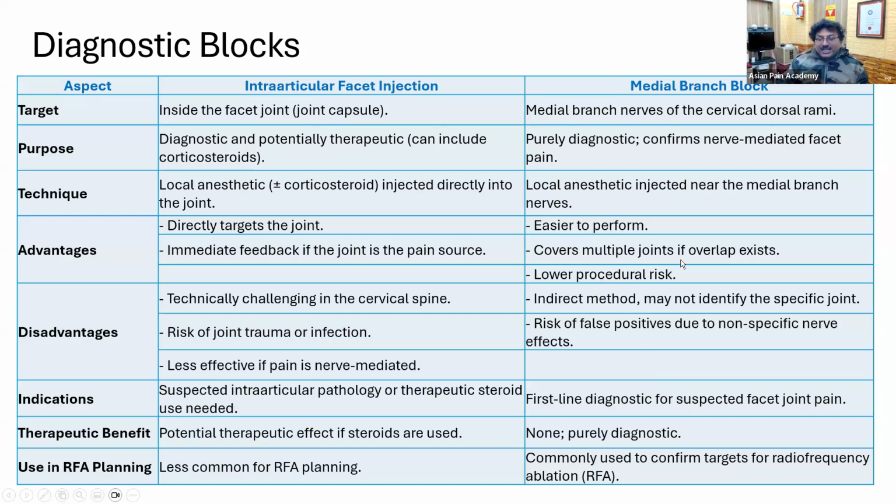That is why medial branch block is preferred if you are going to do a subsequent radiofrequency ablation. Now coming to the indications. Indications are mostly the same. That is suspected intra-articular pathology, therapeutic steroid use is needed. And here medial branch block is usually the first line diagnostic block if it is suspected in a facet pain.